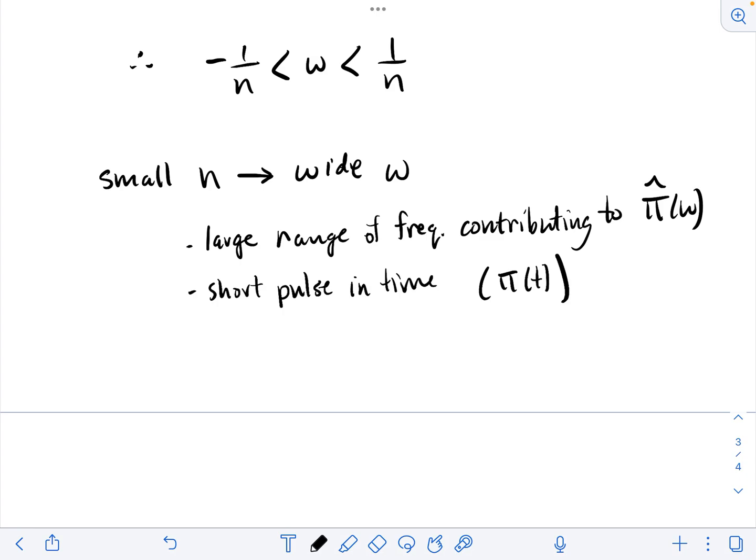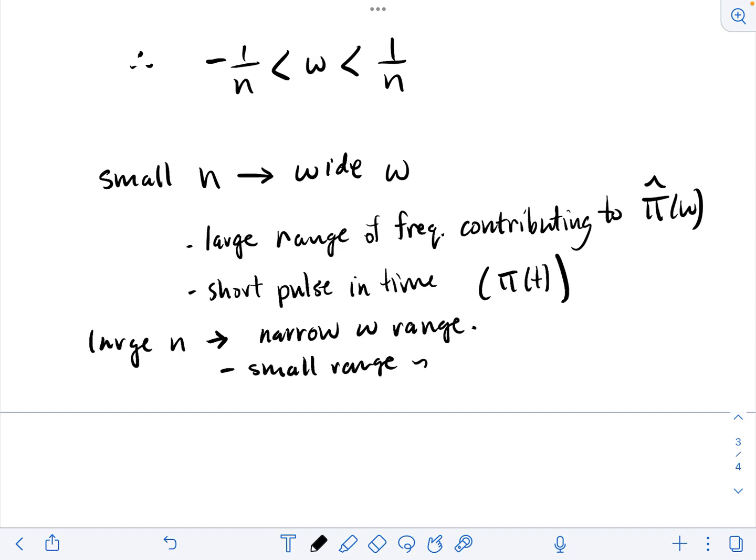Okay, we could also look at the other case, where we have large n, and you can see where this is going to go. When we have a large n, the 1 over n is small, and so we have a narrow range of frequencies. So we have a narrow omega range. So we have a small range of frequencies in pi hat of omega. But of course, if n is large, that means our pulse in time is long. So a long pulse in time in pi of t.